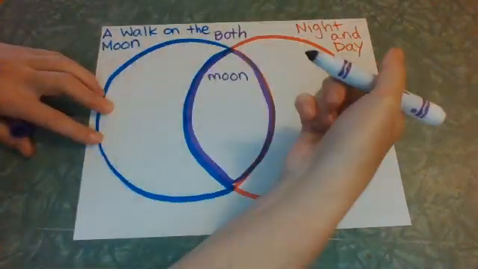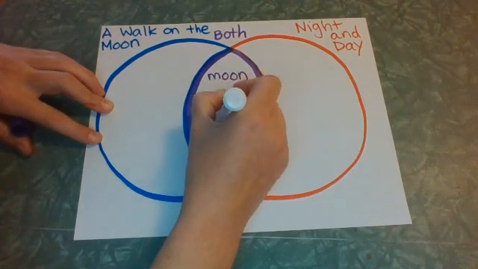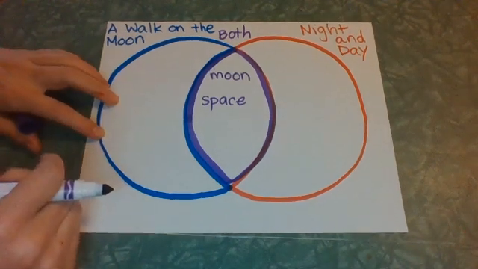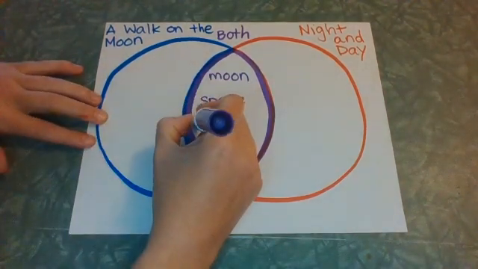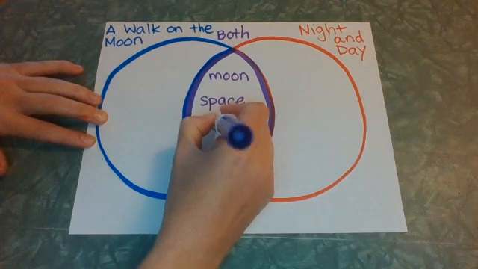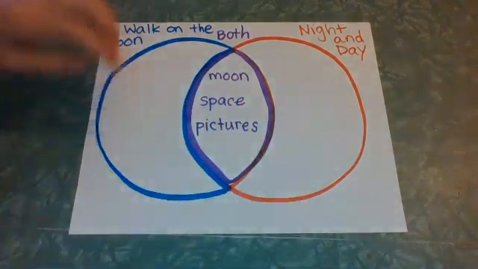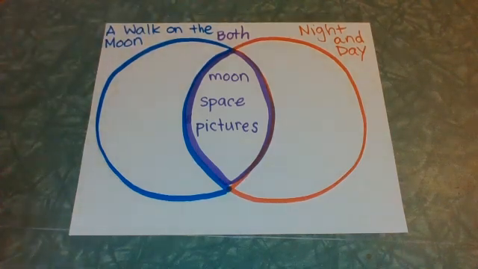Both of these books are about space. And both of these books had lots of really cool pictures. So I'm going to write those three words in here. Pictures. Moon, space, and pictures. A Walk on the Moon and Night and Day have both of these.